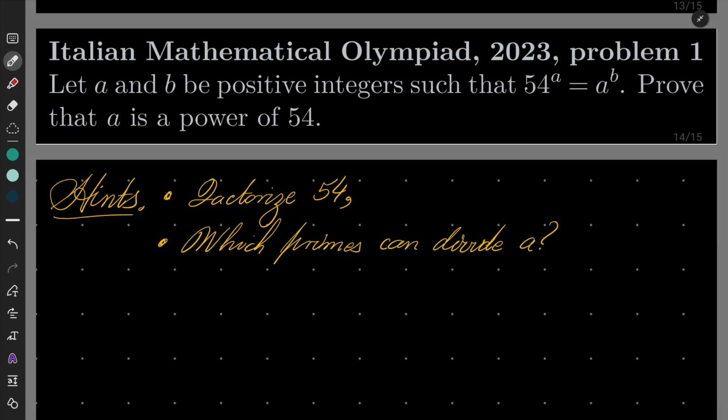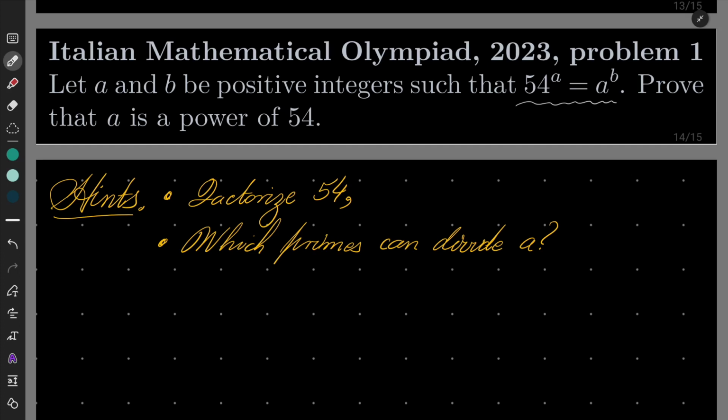Hello friends, in this video I'd like to solve the following problem from the Italian Mathematical Olympiad, year 2023. Problem number 1. Let a and b be positive integers such that 54 to the power of a equals a to the power of b. Prove that a is a power of 54.